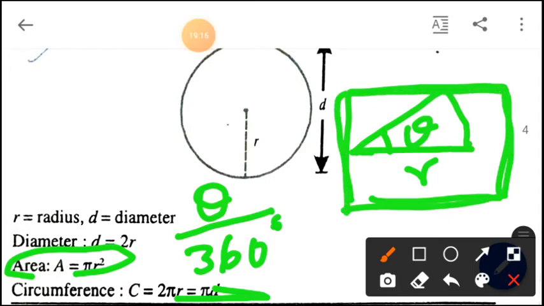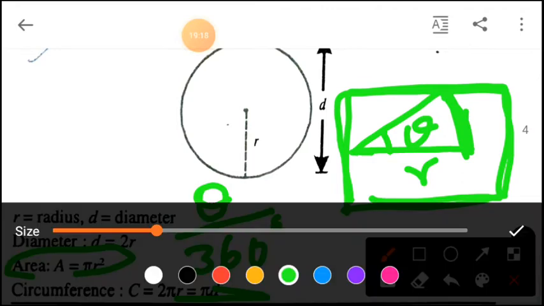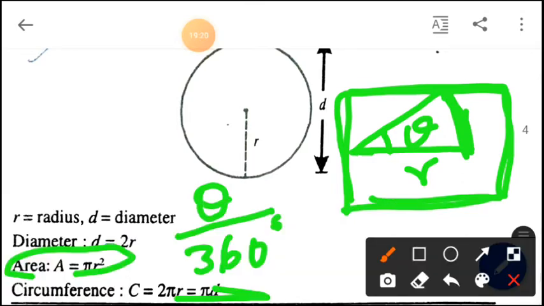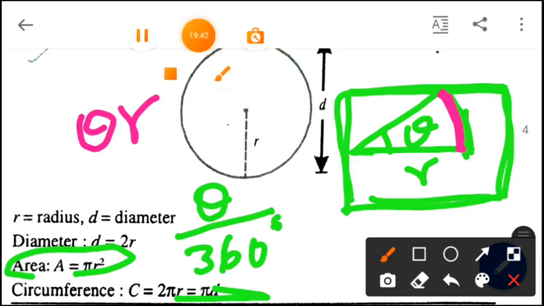Length of the arc, this is called the arc. This is called the arc of the sector. If we want to find arc of this sector, formula is theta into R, if theta is in radians, theta into R.